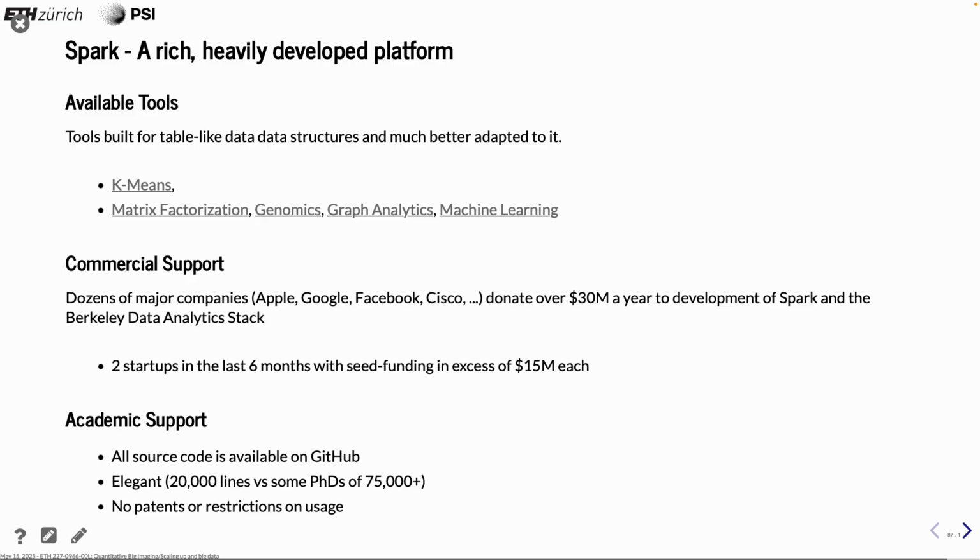And the thing with Spark is also that there is academic support. So all source code for Spark is available on GitHub. And it is actually pretty elegant. It's apparently implemented, at least at the time these slides were written, in about 20,000 lines of code, which is not much. And some PhDs may end up in 75,000 lines of code. That's pretty ambitious, to be honest. And of course, there are no patents or restrictions on the usage of this system.